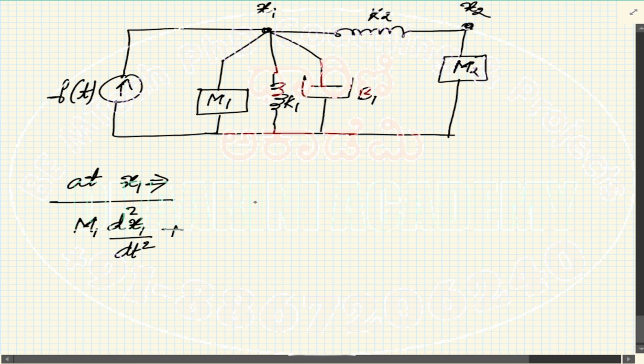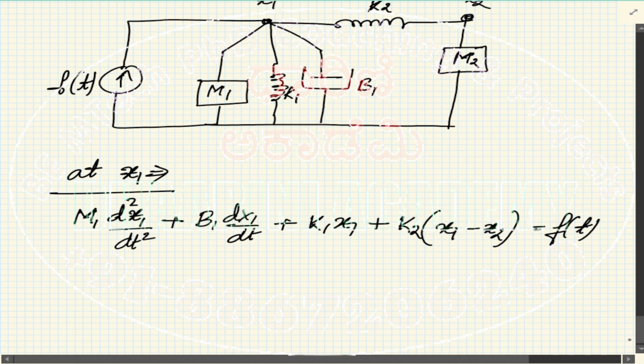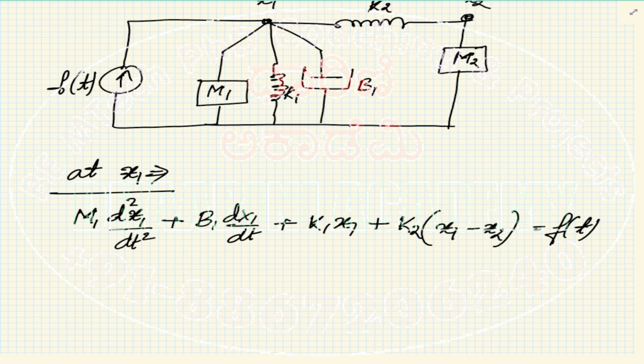Plus, what is the response of the b1? b1 is nothing but b1 dx1 by dt, isn't it? Plus, there is a k, so k1 into x1. But also, I can see that x1 and x2 is connected through another spring of constant k2. K2 has two different motions, so that will be x1 minus x2. This is equal to the force F of t. Yes, that will be considered as positive, and the other node will be negative.